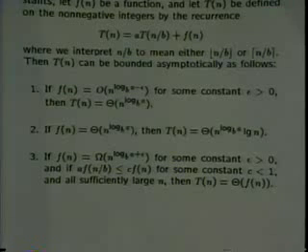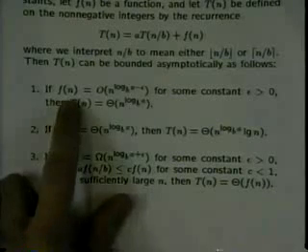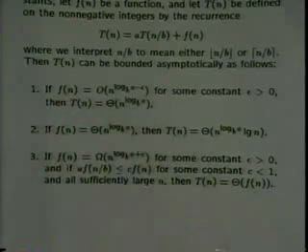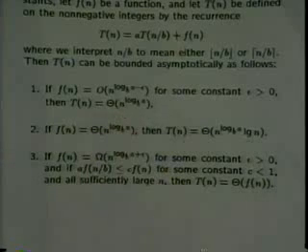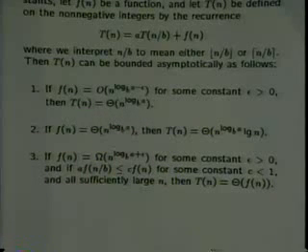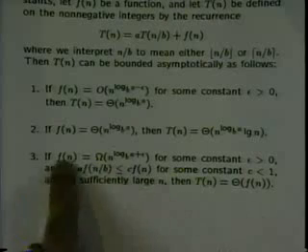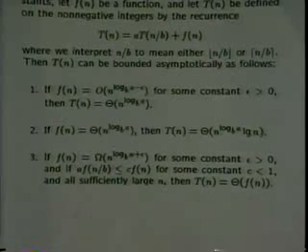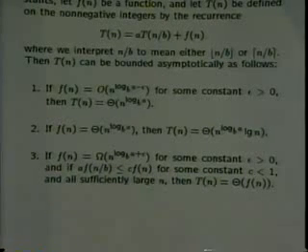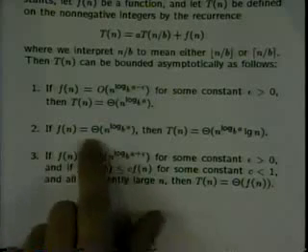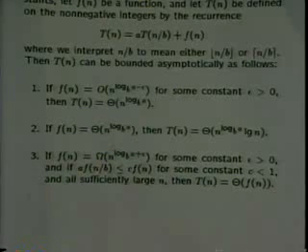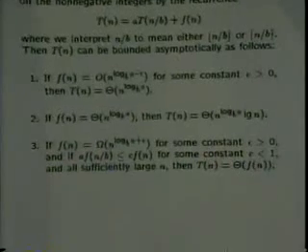So there's three possible values here. If f sub n is very, very small, small being defined as this, we get this value. If f sub n is very, very big, meaning that f sub n is this, then we get this value. And if f sub n is just right, we get this value. That's what the answer is.